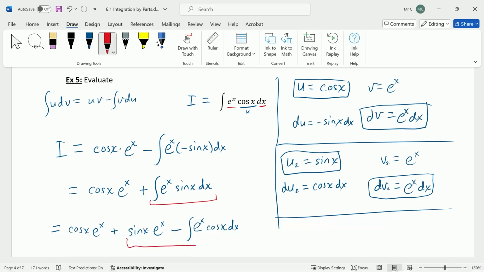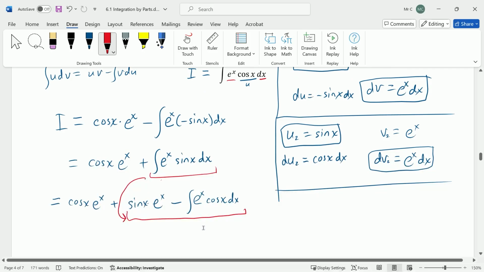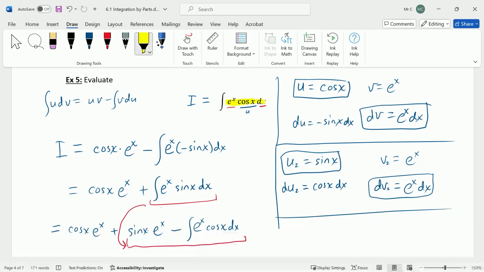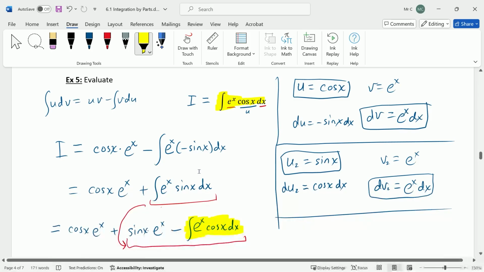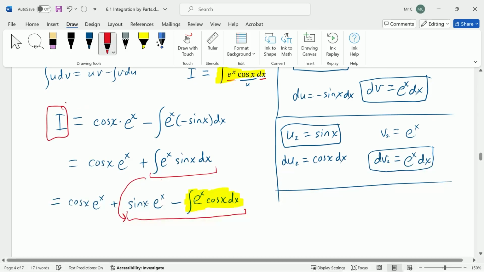So again, we applied integration by parts, got this. Now, this is the key. What we have to recognize in this type of problem is that we just got the same exact integral that we started with. So now I can actually treat this integral like a variable and solve it algebraically. Remember, this whole expression is equal to I. I is equal to the whole thing.